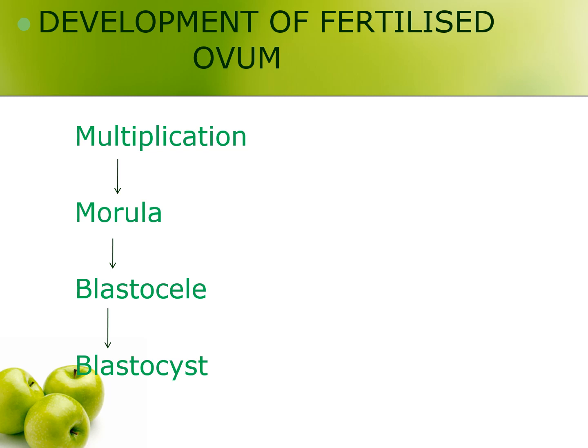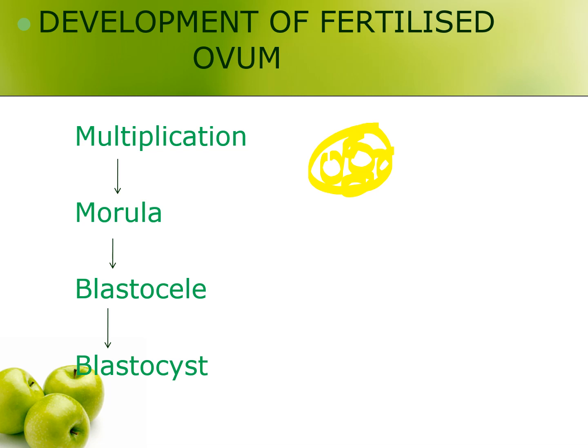Next we can see the development of the fertilized ovum. This ovum will undergo multiplication. Already I have told you that the female pronucleus will form. It is in that stage. Now it will get multiplied, and it will come to a 16 cell stage. It will look like a mulberry, and in that stage it is known as morula. 16 cells will be there. So the morula will look almost like this. Like this, 16 cells will be clumped together.